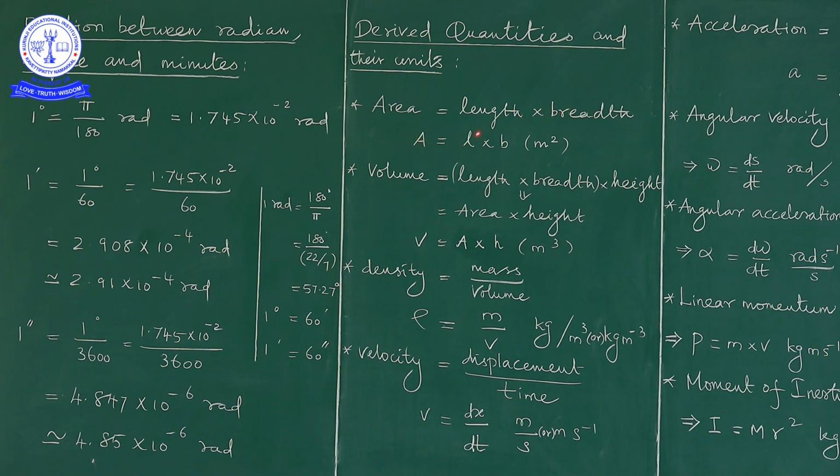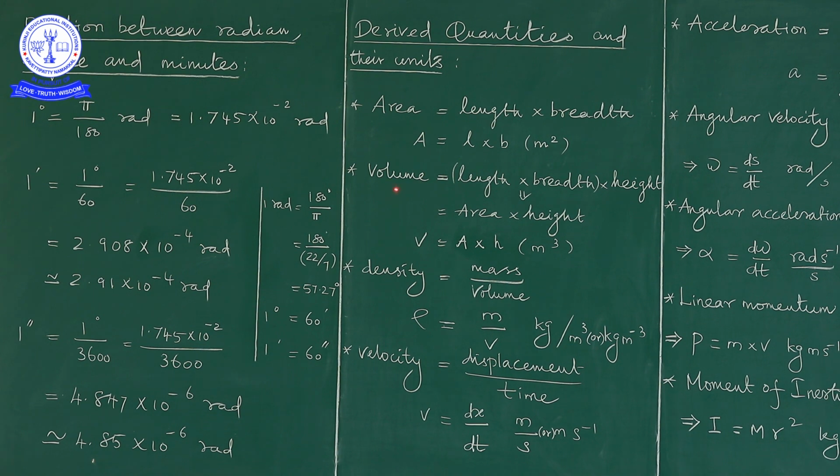So what are the symbols of these things? Area is A, length is L, breadth is B. We have to express the unit also. What is the unit for area? Length is in meter, breadth also in meter. That's why I have written meter square as the unit for area. So keep in mind, area is in meter square.